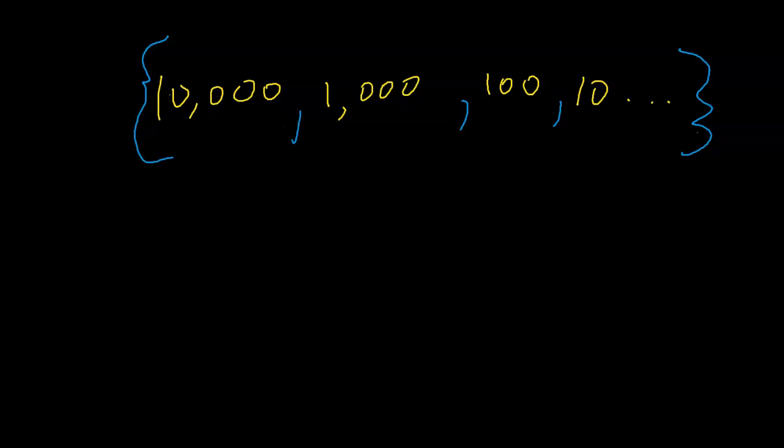Okay, well, let's take a look at this sequence here. We start with 10,000. Looks like our next term is 1,000, our next term is 100, and our next term is 10. So let's think for a minute. It's very obvious right away that we're not changing by the same amount each time. This is definitely not a linear relationship.